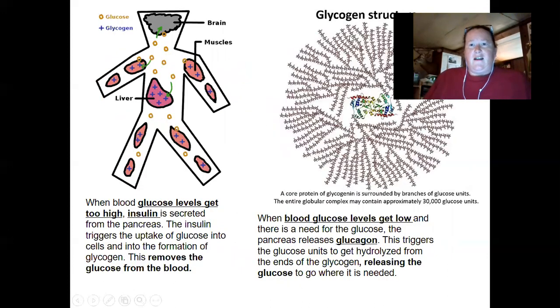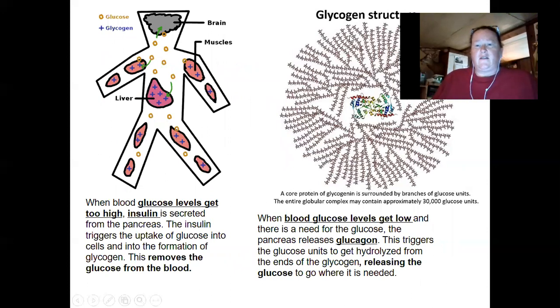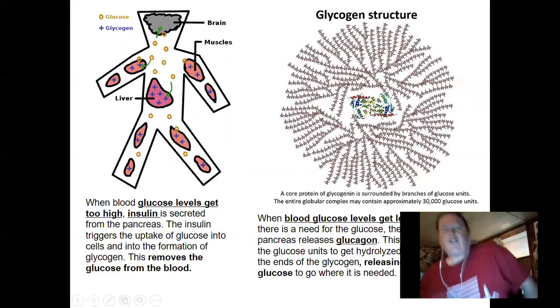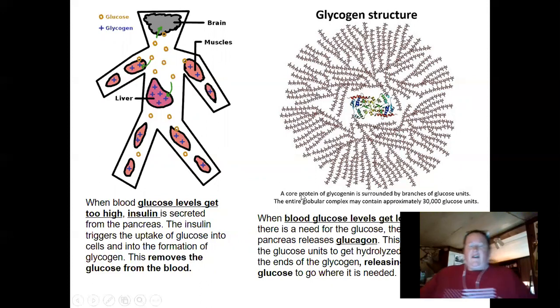So I really like this picture. I think it's really artsy. This is the glycogen structure. And you can see it's highly, highly branched. And in the center, there is a glycogenin, which is an enzyme that catalyzes the formation of glycogen.